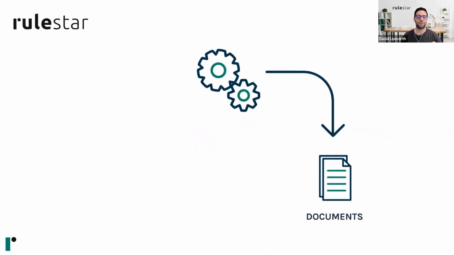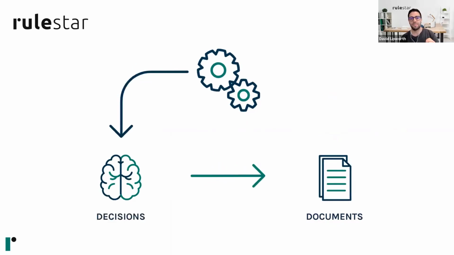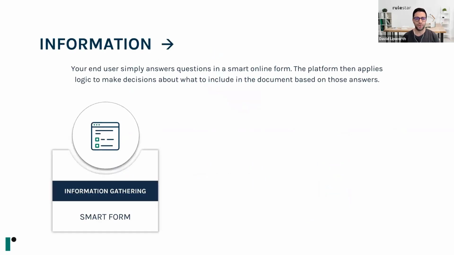So don't think of Rulestar as a document automation tool. Yes, it produces documents, but it's really a decision automation tool. What it's doing is automating your drafting decisions by fully capturing your knowledge. And we're going to do a lot of demonstrating today. In order to understand what you'll be seeing, you do need to know the three key elements of the Rulestar system.